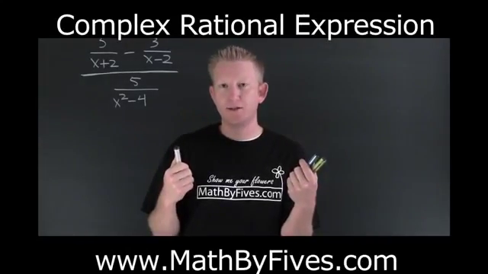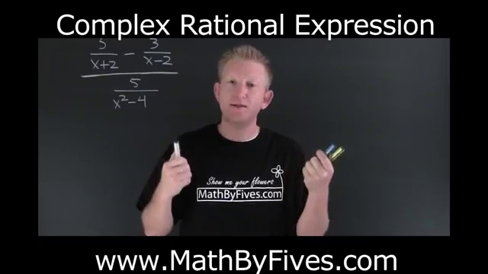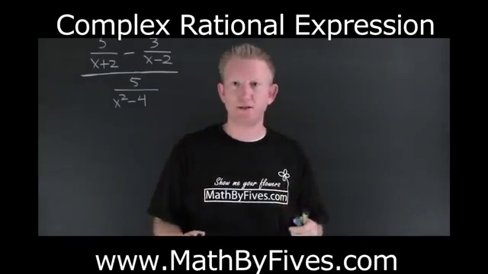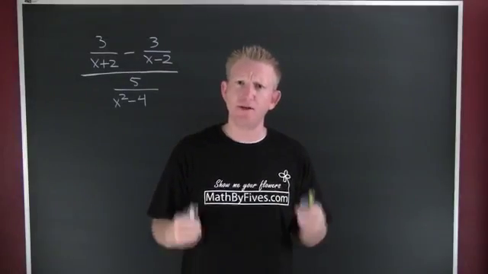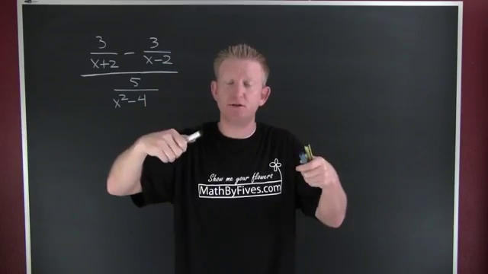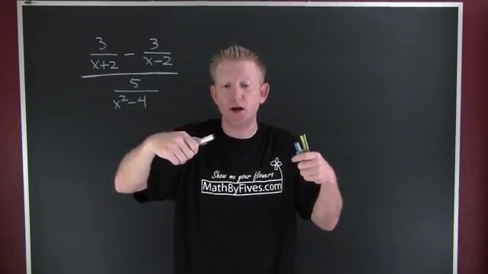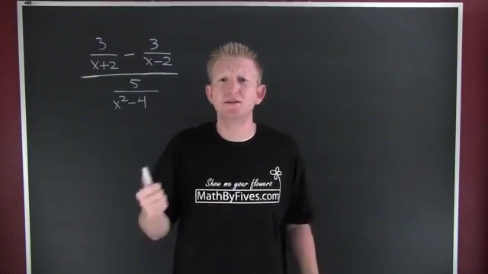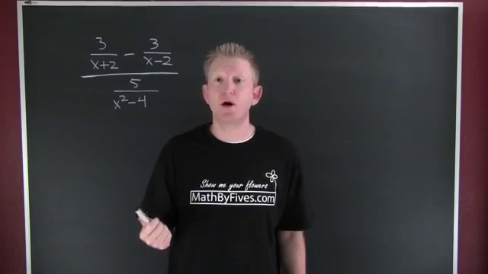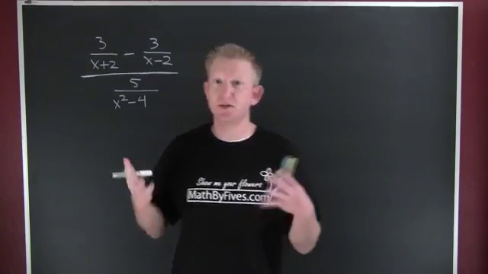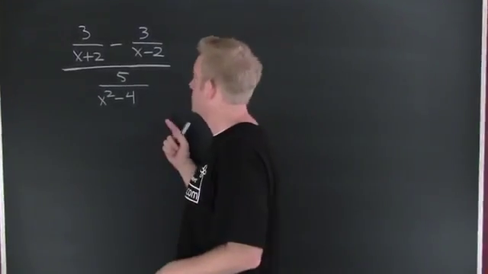A complex rational expression is a rational expression that has a rational expression in the numerator and a rational expression in the denominator. What does that mean? The numerator's got a numerator and a denominator, and the denominator has a numerator and a denominator. Yeah, that's so complex. What we're going to be doing is talking about one of the traditional methods of simplifying these rational expressions. Here we have a rational expression.